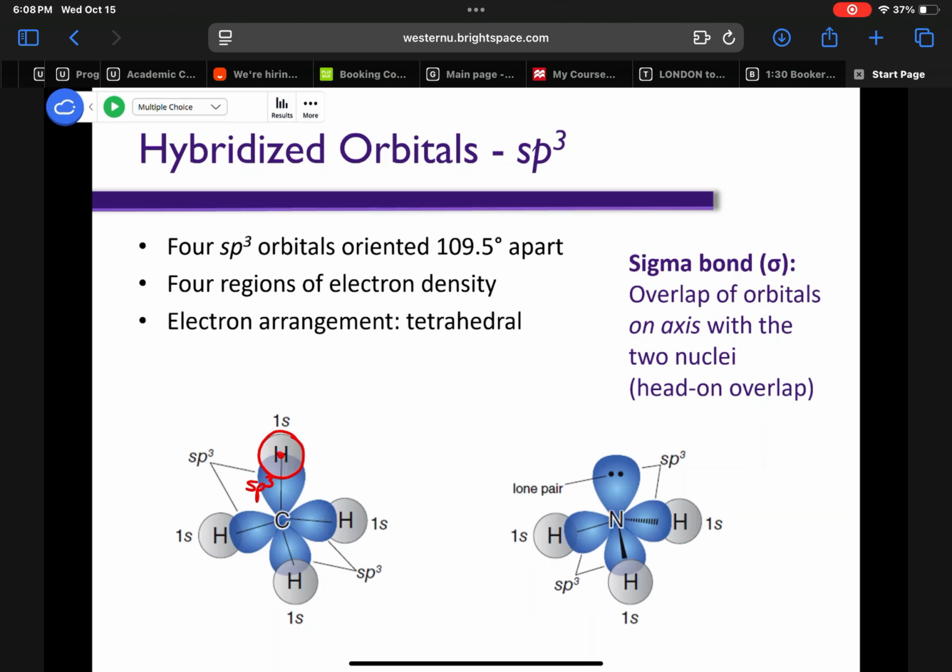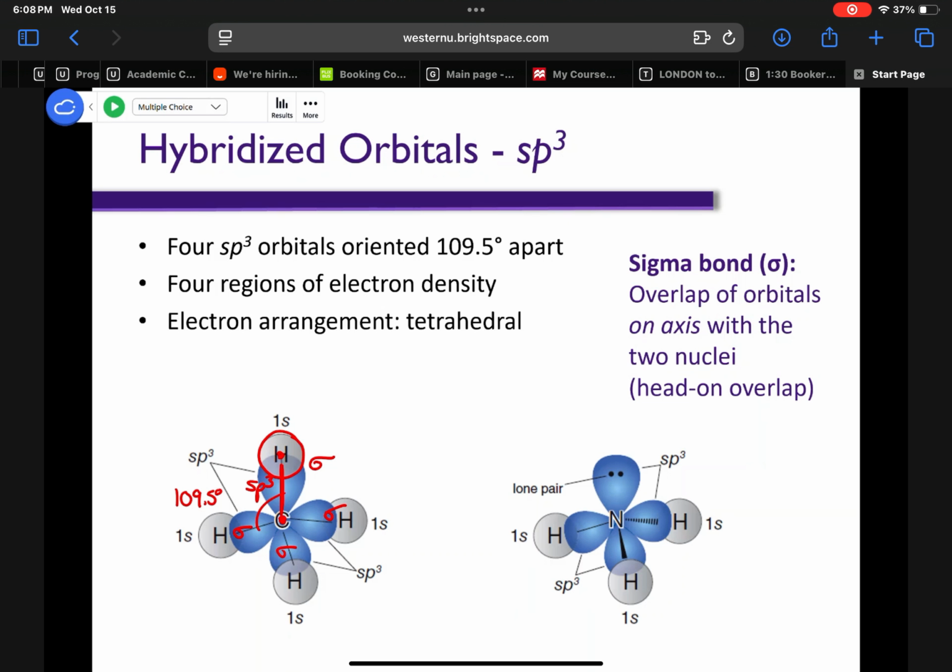Notice that it overlaps on axes between the nuclei of the 2 atoms. Since it overlaps on axes, we call that a sigma bond. So we have 1, 2, 3, 4 sigma bonds holding the 4 hydrogens onto carbon. The sp3 orbitals on carbon are oriented 109.5 degrees apart.